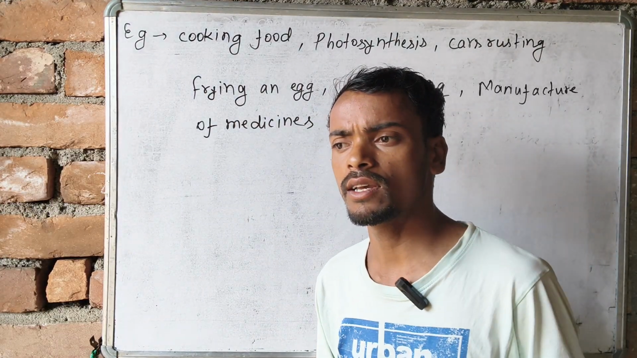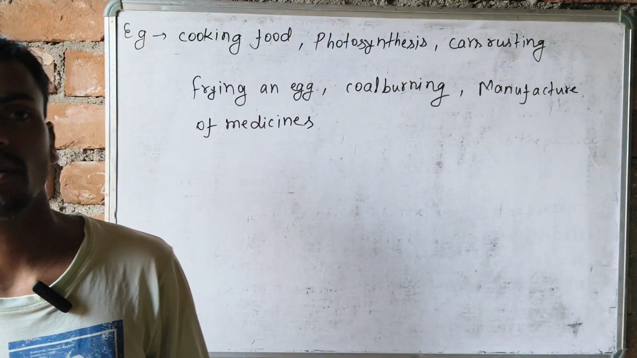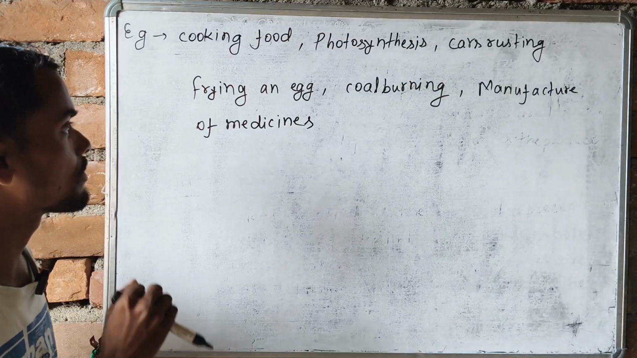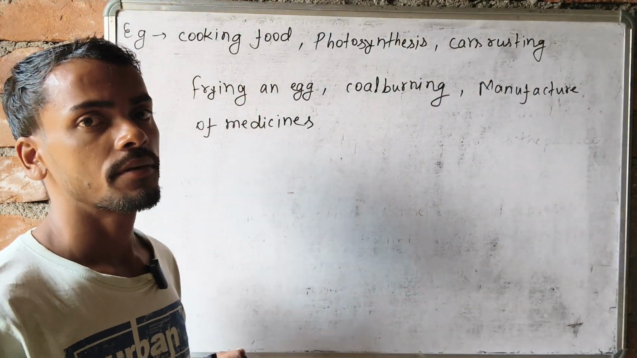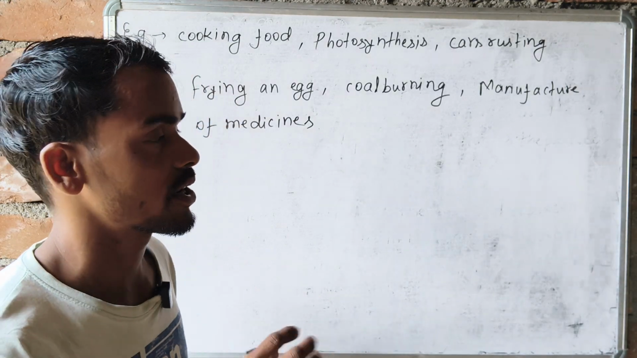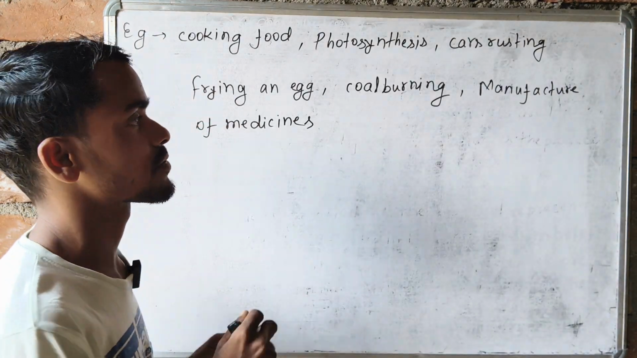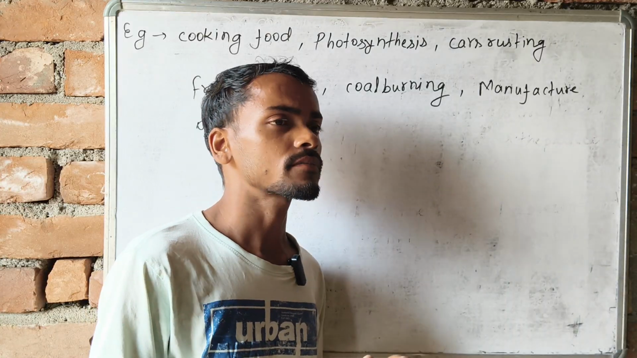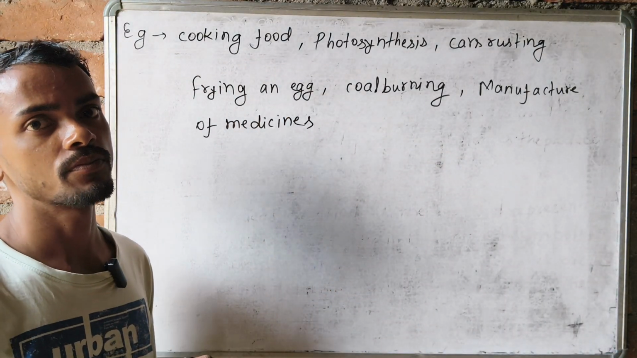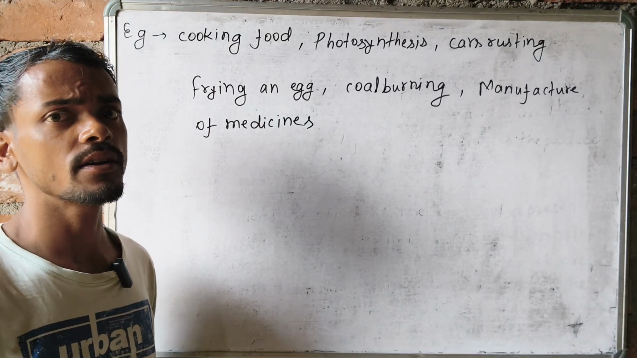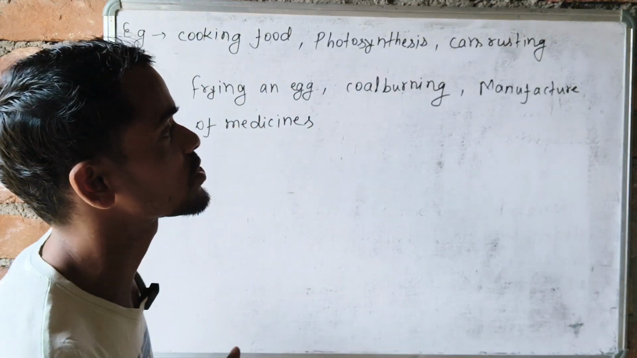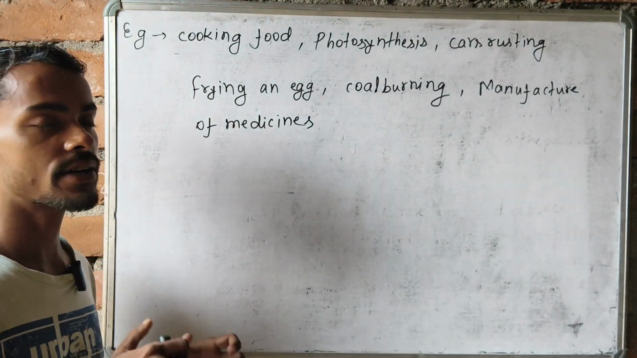We see in our home when our mother cooks food with the help of coal burning, at that time we burn coal, and coal becomes ash. That ash is a new substance. That is why we call that process a chemical reaction.